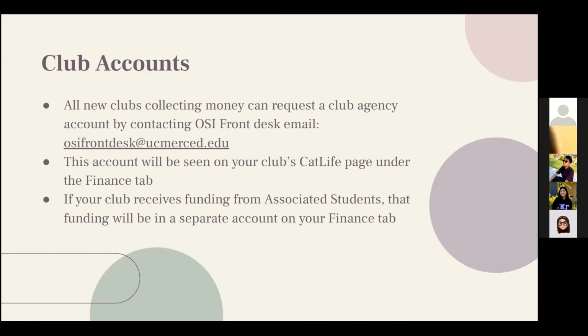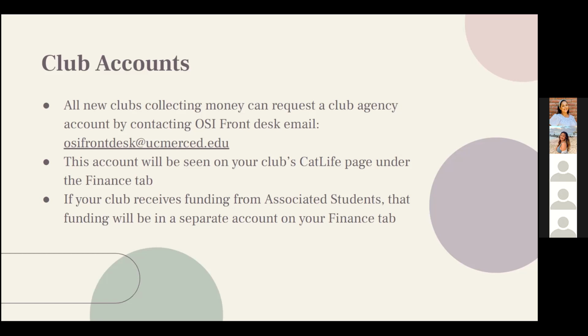All club accounts collecting money can request a club agency account by contacting the OSI front desk email. So you can always reach out to us for any inquiry at osifrontdesk@ucmerced.edu. This account will be seen on your club's Cat Life page under the Finance tab.